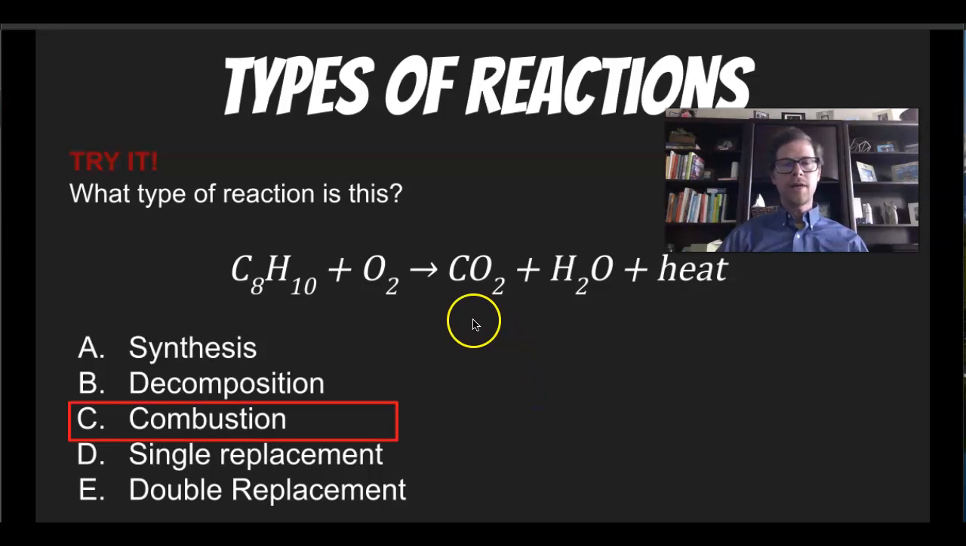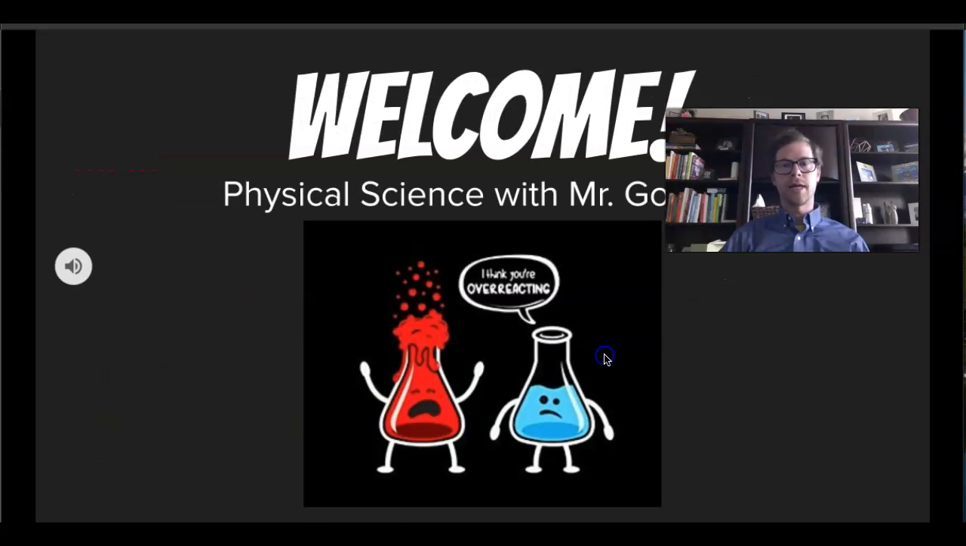Okay, hopefully you identified that as a combustion reaction. So carbon compound plus oxygen gives off carbon dioxide, water, and heat. And this C8H10, you might think of it as octocarbon decahydride. It's better known as butane, right? So this is basically the "I just lit a cigarette lighter" reaction right here, and that's a combustion reaction.